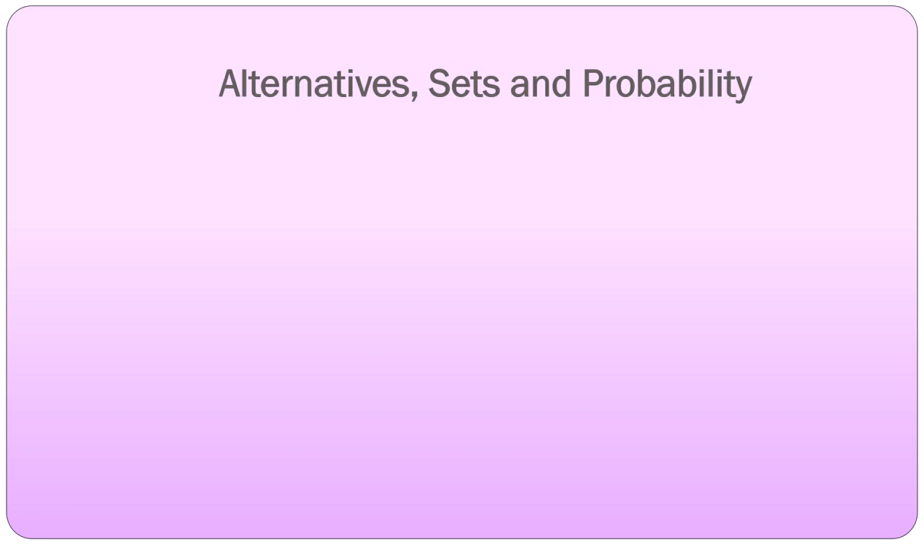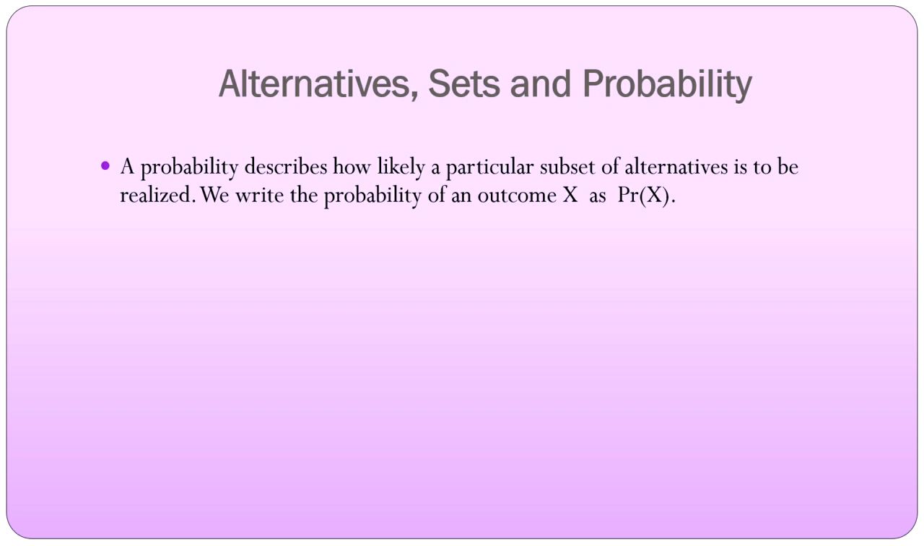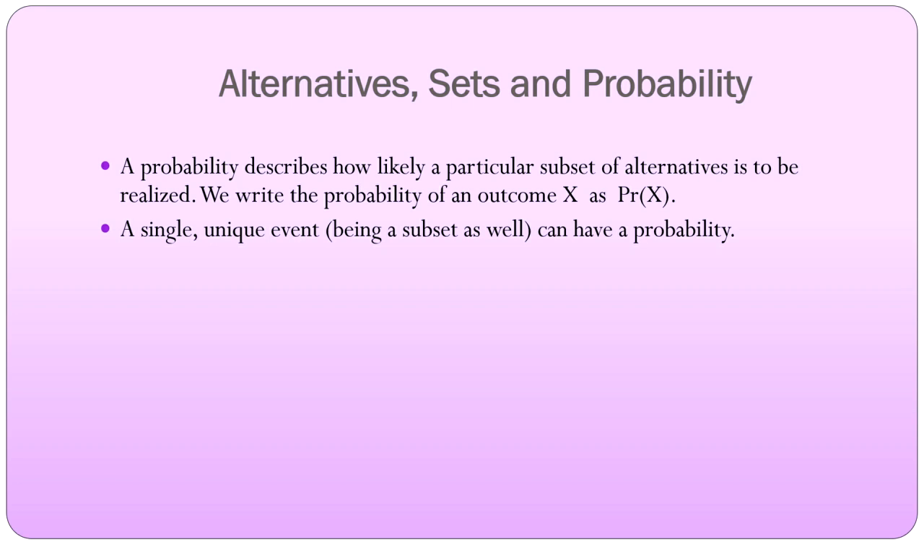Okay, so how does this relate to probability? Because this is going to be very important going forward. A probability describes how likely a particular subset of alternatives is to be realized. We typically write the probability of an outcome X as capital P little r of X, short for probability of X. A single unique event, being a subset as well, can have a probability. That's how we get to talk about the probability of something in particular happening.